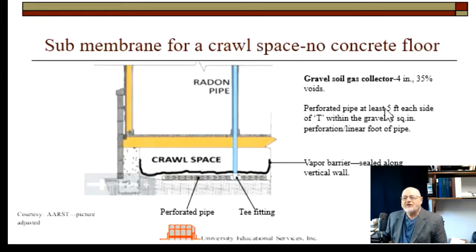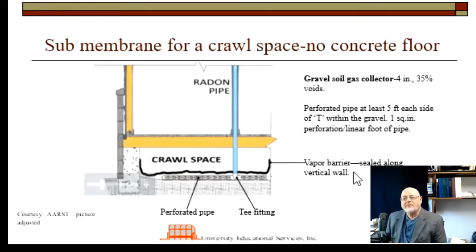Then you're going to have the T-fitting, as you can see, and then you're going to run perforated pipe for a length of at least 5 feet to either side of the T. And you're going to place that pipe within the gravel. And of course, you also have the additional constraint here of 1 square inch of perforation per linear foot of pipe. And we've seen that condition before.